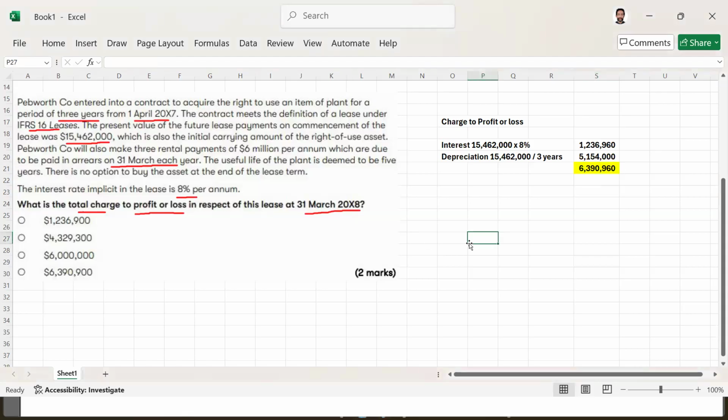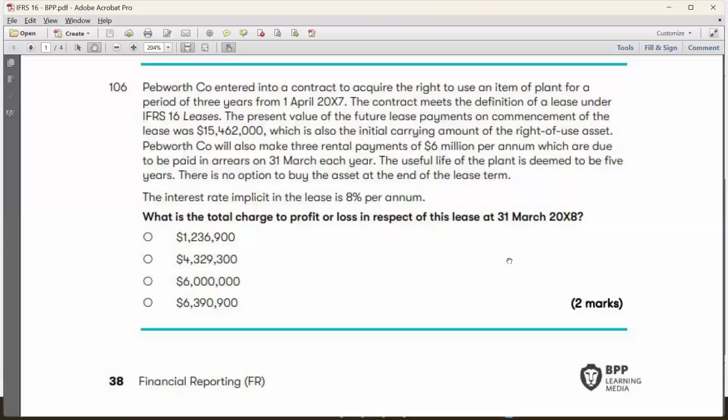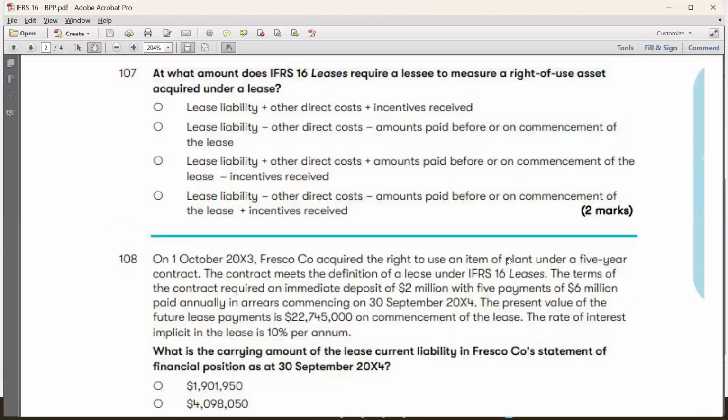Fine. So this was straightforward. We will be dealing with some more technical questions related to that, where slight adjustments will be done. So I've added those questions. So let's move on with the next one. Let's see what is the next challenge for us. Okay, here we have this small question which helps us understand how do we determine the value of right of use asset. At what amount does IFRS 16 leases require a lessee to measure right of use asset acquired under a lease?